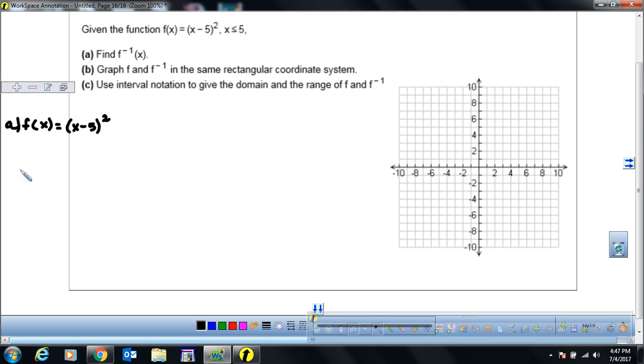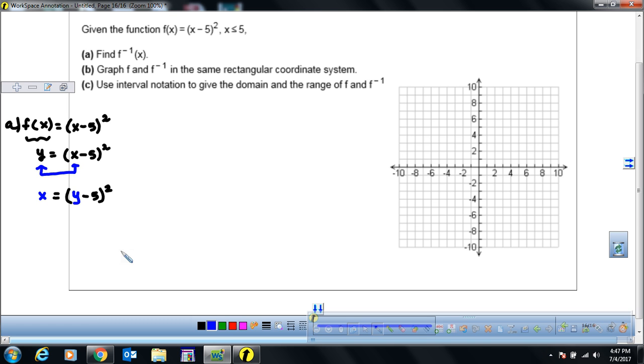Okay. So, to find the inverse, first we're going to change f of x to y. So that gives us y equals (x minus 5) squared. So then I need to solve, interchange the x and the y. That's the second step in the process. I'm going to interchange these two. So the y becomes x right here, and the x right here is going to become a y.